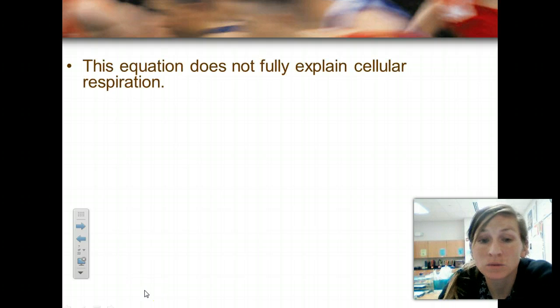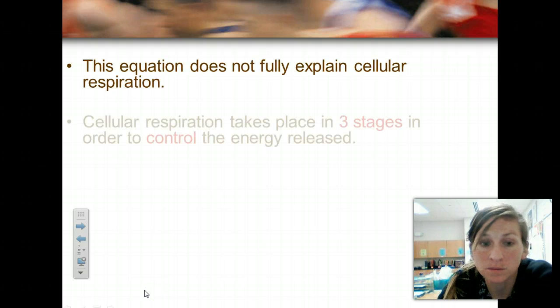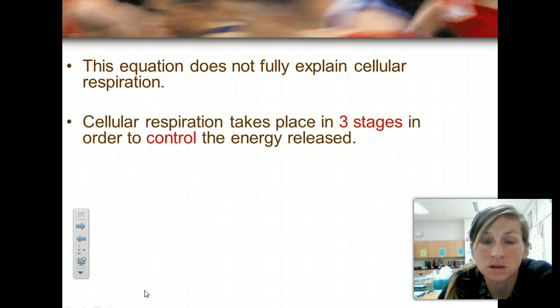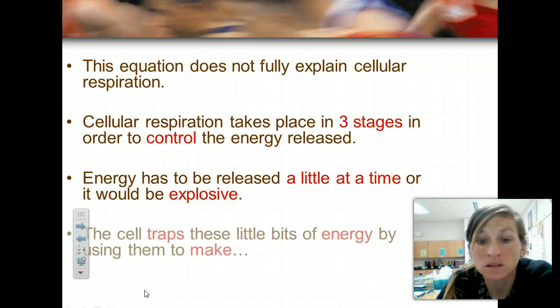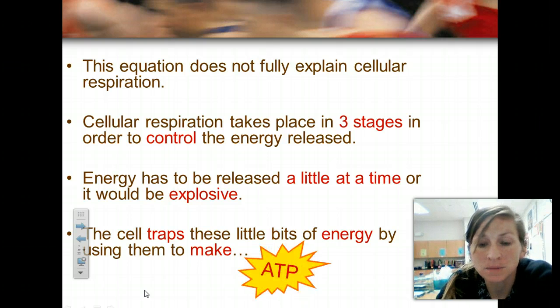Alright, this equation does not fully explain cellular respiration because it actually takes place in 3 stages in order to control the energy release. The energy needs to be released a little bit at a time, otherwise it will be too much at once. So the cell traps those little bits of energy by using them to make ATP, which is our fully charged battery of energy, giving out little bursts at a time.